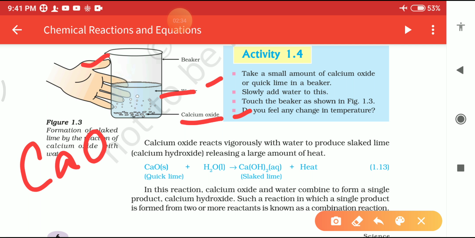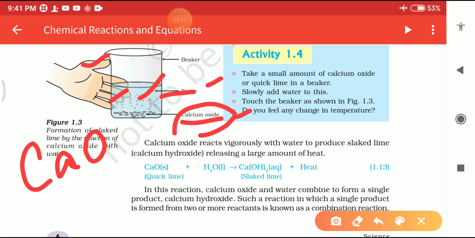Now slowly add water to this. You can add the water in this beaker. Then touch the beaker as shown in figure 1.3. When we add the calcium oxide to the water and it mixes, some heat is released here. Yes students, heat will be released here. Now you will see here.